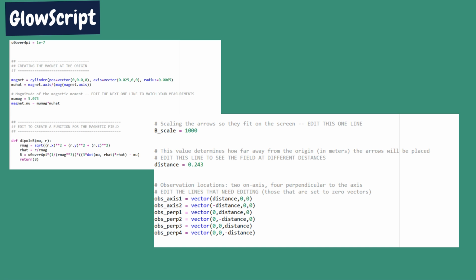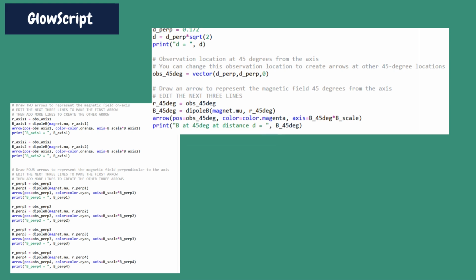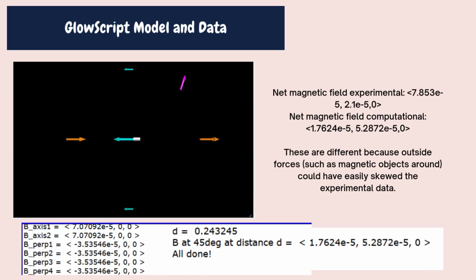And then all of these observation locations are going to be important for the model. But here is where I have all of my arrows, both on the perpendicular axis and then just for the 45-degree. So all of these are the arrows that we're going to see in the model, which is right here. This model looks pretty accurate, looks pretty good. We have all of these different values of these different axes, but as we can see, the net magnetic field of my experimental value is different from the net magnetic field of my computational value.